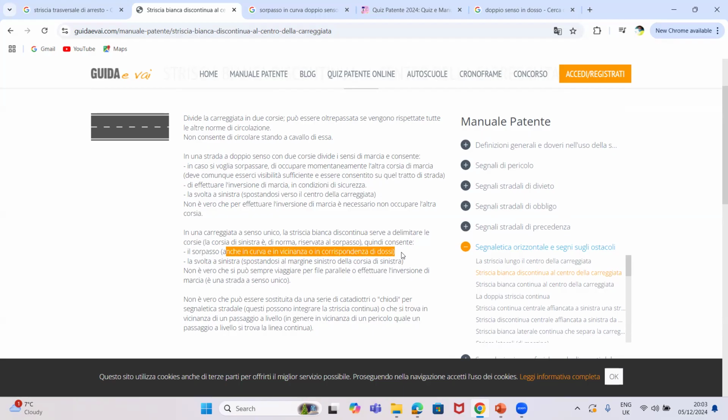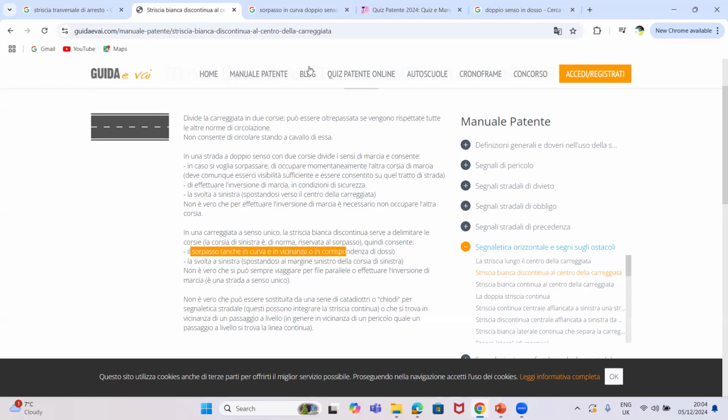They said, in a one-way carriageway, this is senso unico. The white discontinuous line here serves to represent the lane, from the right lane to the left lane. However, what can you do? They say you can overtake, even in curves, even very close to, even when you are at that particular dorsal.